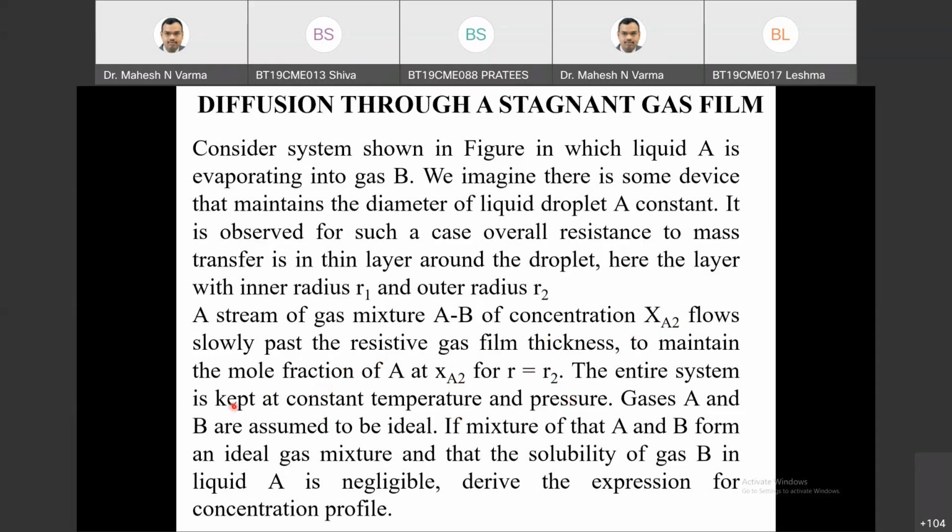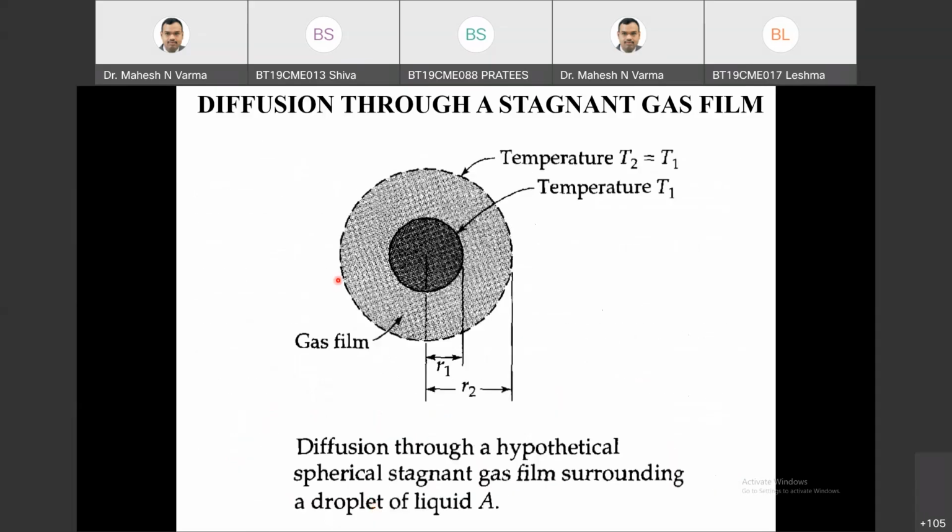The entire system is kept at constant temperature and pressure. The gases A and B are assumed to be ideal. If the mixture of A and B forms an ideal gas mixture and the solubility of B in A is negligible, derive the expression for the concentration profile. So here we will have the liquid droplet.